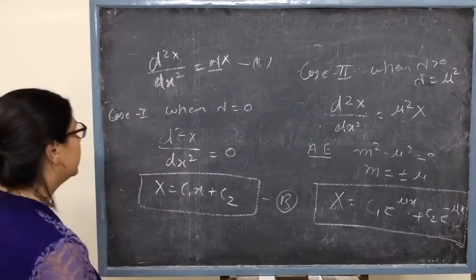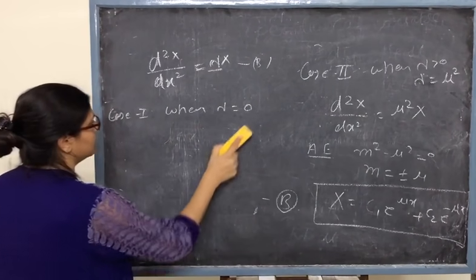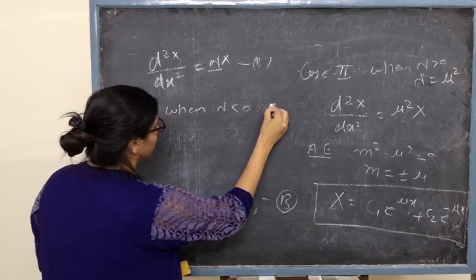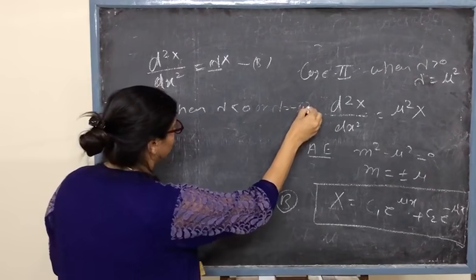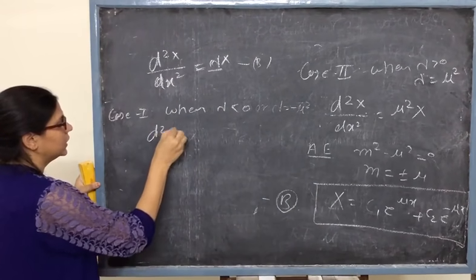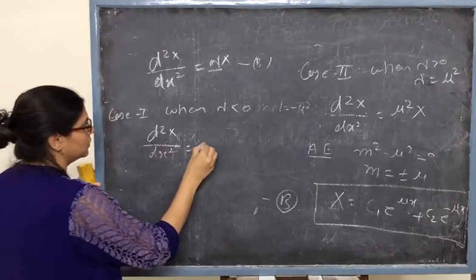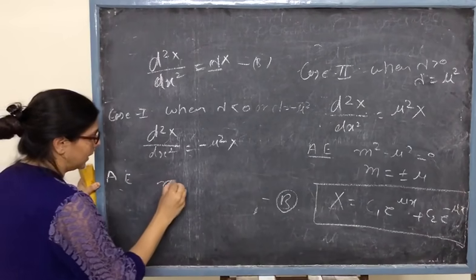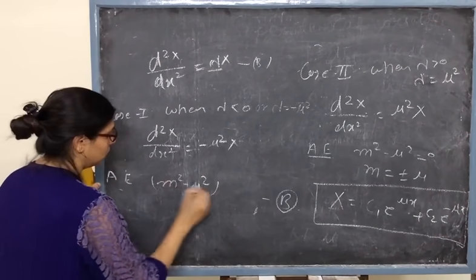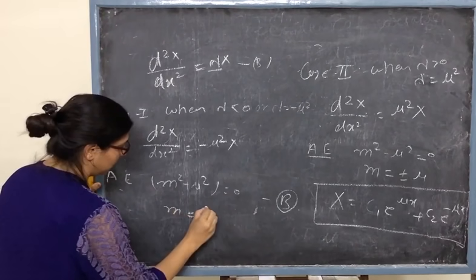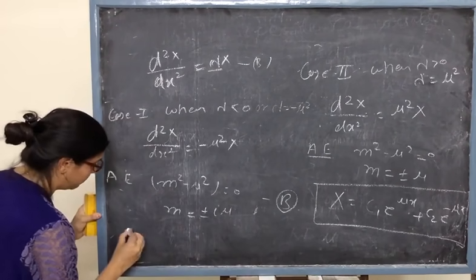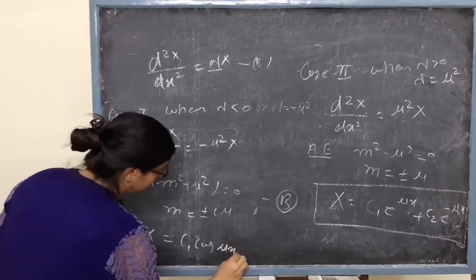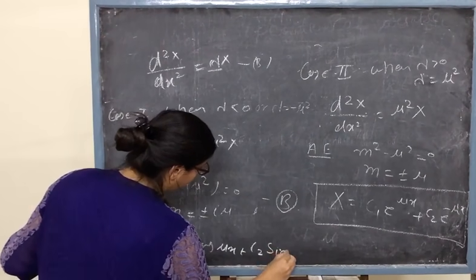Now, if our lambda is negative, that is lambda less than 0, we can say lambda equals some minus mu square. Then what will our equation be? d2x over dx square equals minus mu square x. On solving, what will be the auxiliary equation? M square plus mu square equals 0. We will get m equals plus minus iota mu. And the solution of this equation will be x equals c1 cos of mu x plus c2 sin of mu x.